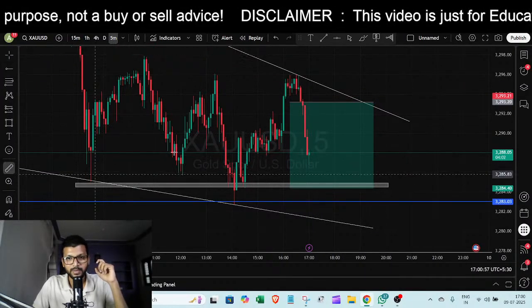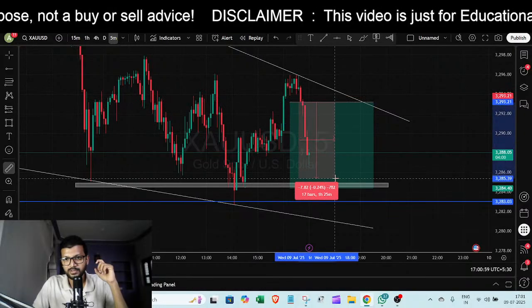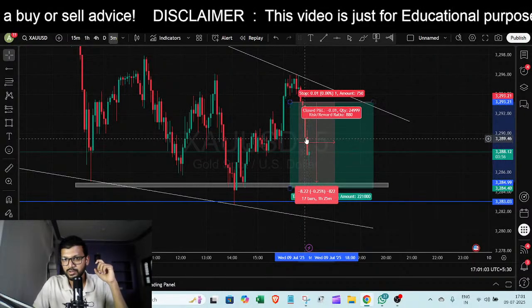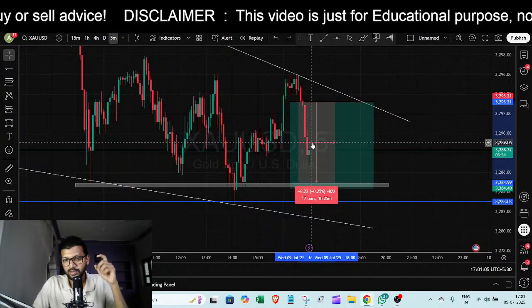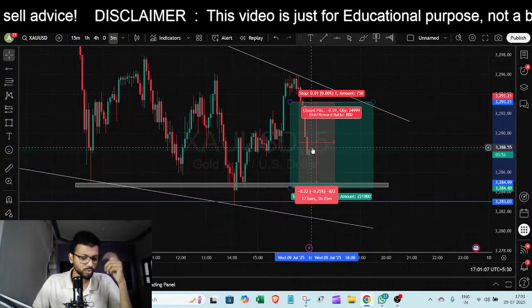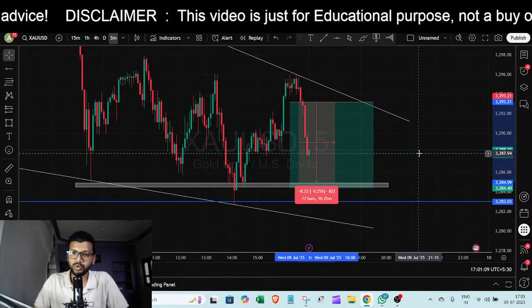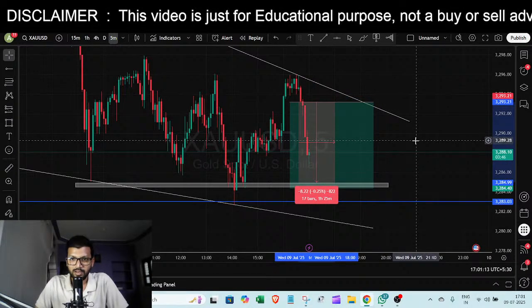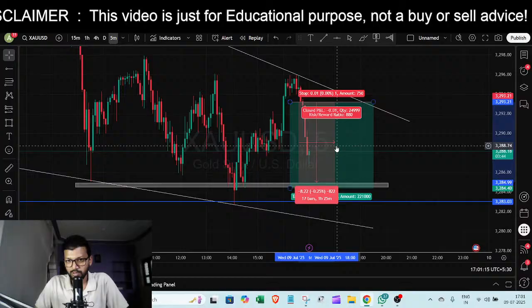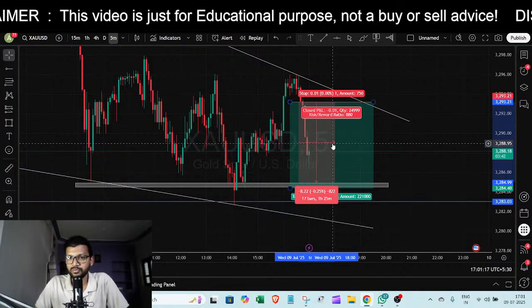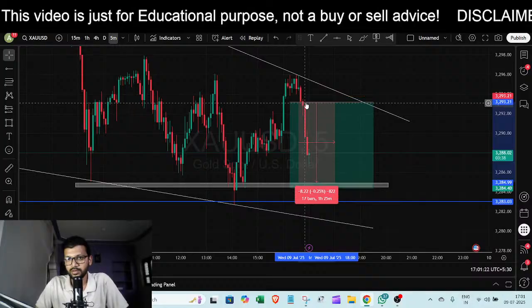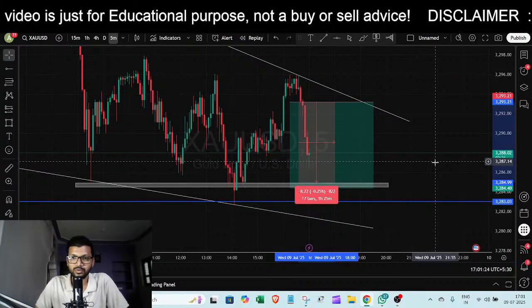Okay, and when the market gives you 50% of your target, see, this is our 50% of the target, you can trail. If you are having multiple quantities, like if you have 2 quantities, you can exit one quantity and trail the other quantity to your buying price, so that one quantity's profit will be booked and the other you can trail to your buying price and let it go to the second target.